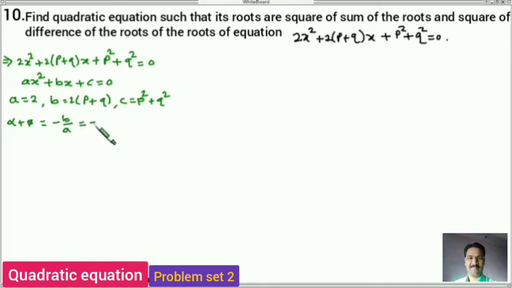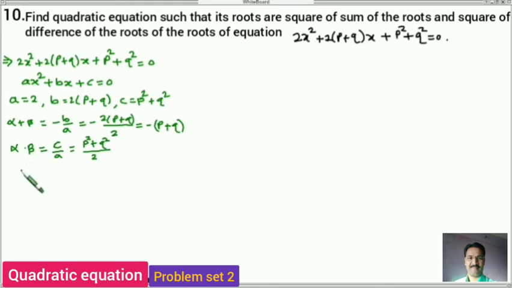What is b? Twice of p plus q, upon a, which is 2. So these 2 get cancelled. What will we get? Minus p plus q. Okay. Now afterwards I'll find alpha into beta as well. So what is alpha into beta? That is nothing but c upon a. What is c here? P square plus q square, upon a, which is 2. Like this, we'll find alpha plus beta and alpha into beta.